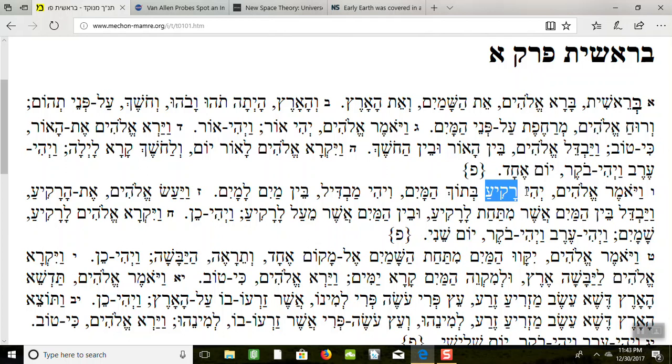Okay. Now, I want to point out something because I like to use a lot of illustrations, and I'm not saying this is what the rakia is. In most translations you'll find the word firmament, or expanse, and I think maybe expanse is probably a better translation of rakia.